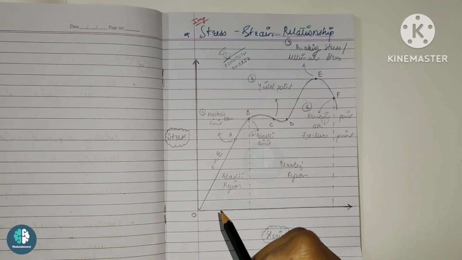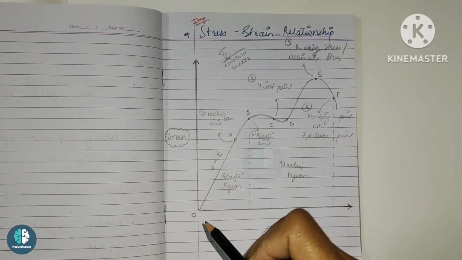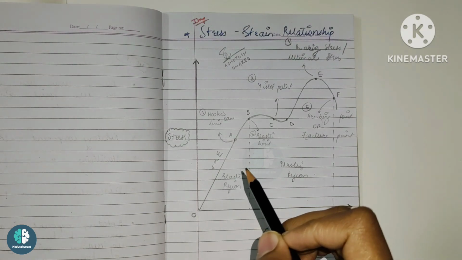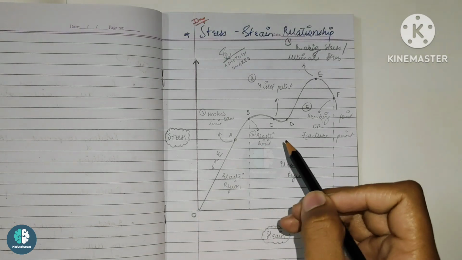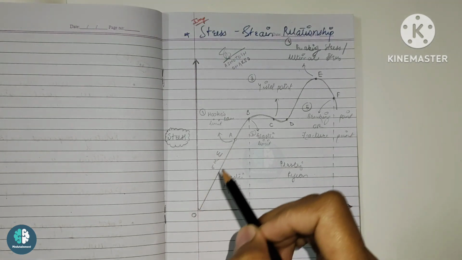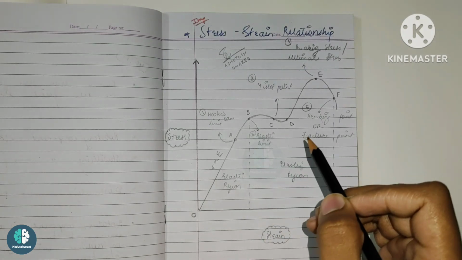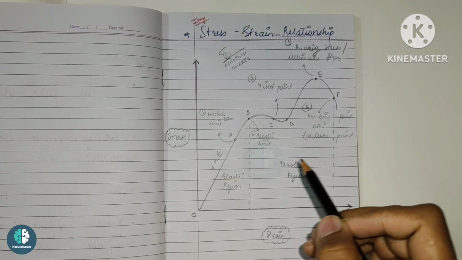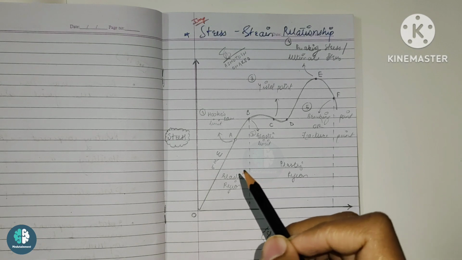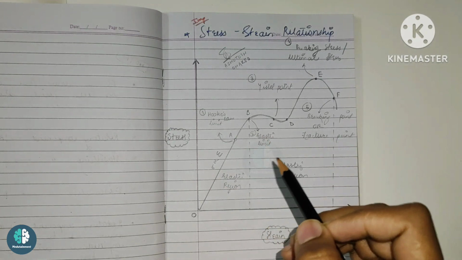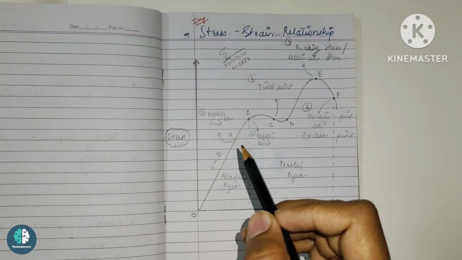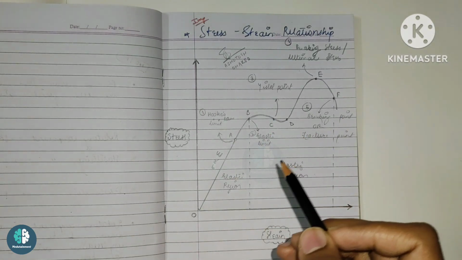Here each of the points on the curve represents something. So we will see point-wise what it means and what it signifies. We have marked various points here: A, B, C, D, E and F. They each have an individual significance. So we will see what these points mean and what this stress-strain relationship says to us.